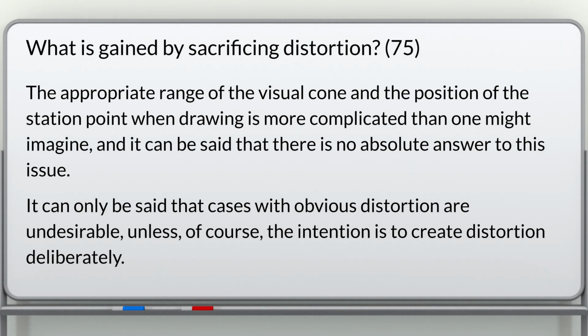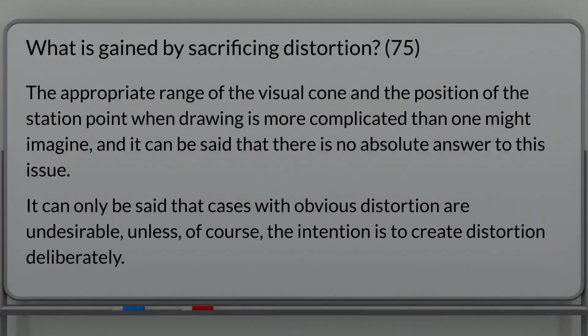The appropriate range of the visual cone and the position of the station point when drawing is more complicated than one might imagine, and it can be said that there is no absolute answer to this issue. It can only be said that cases with obvious distortion are undesirable, unless, of course, the intention is to create distortion deliberately.